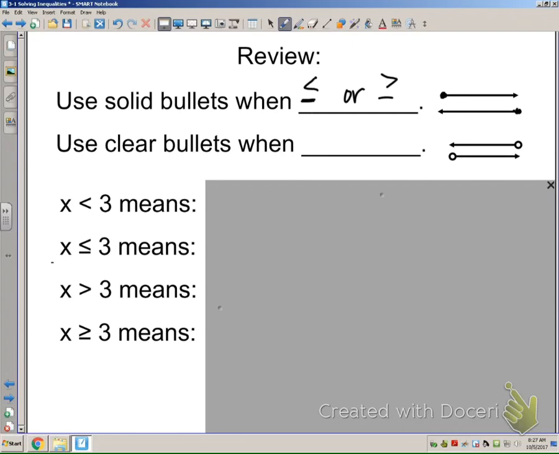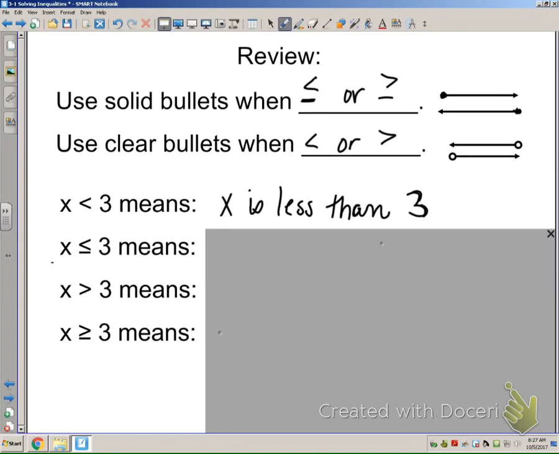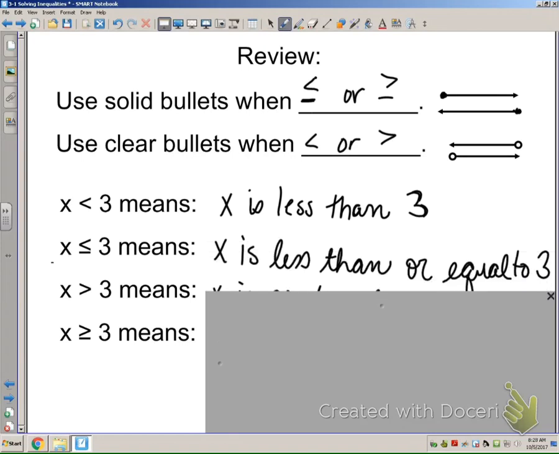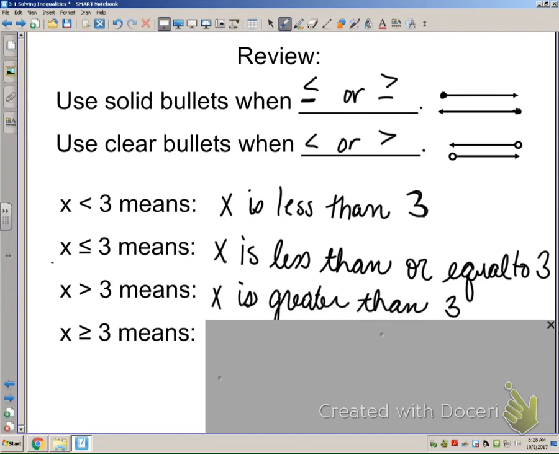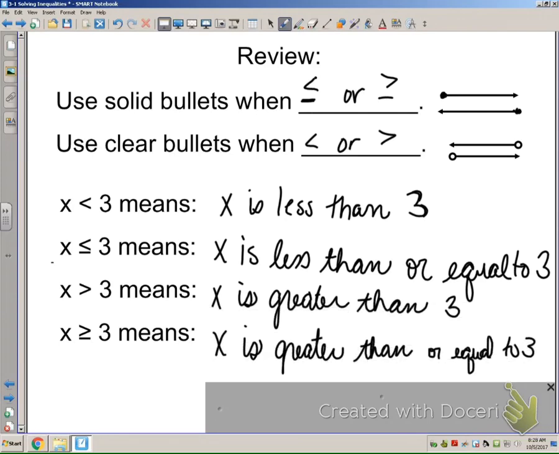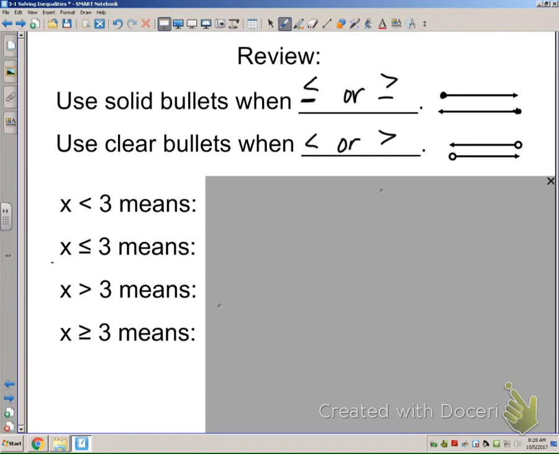So this first statement means x is less than 3. The next one means x is less than or equal to 3. We've got x is greater than 3 and x is greater than or equal to 3.